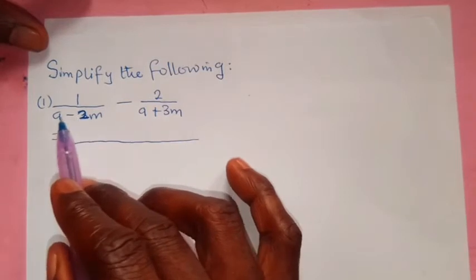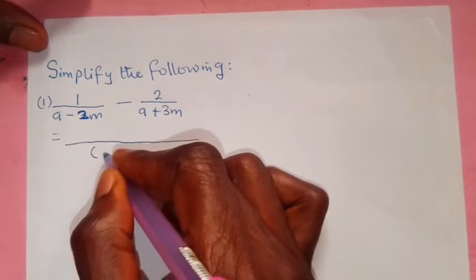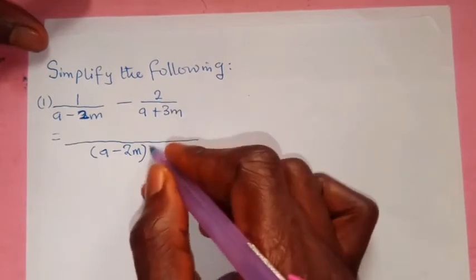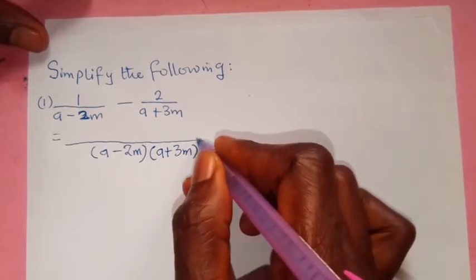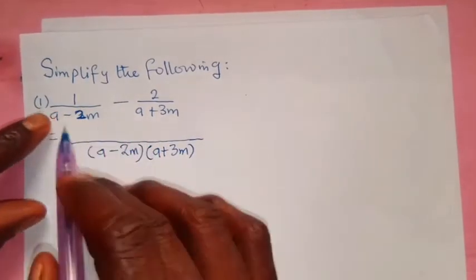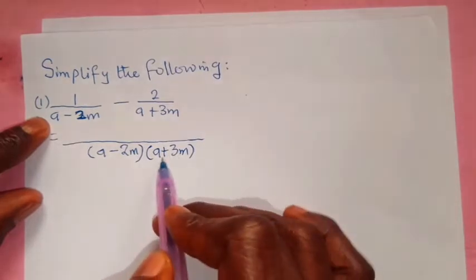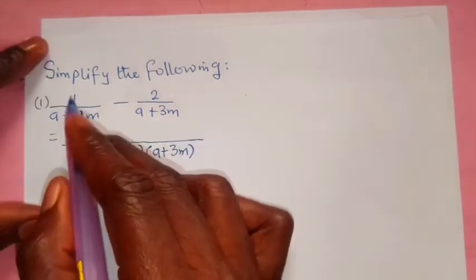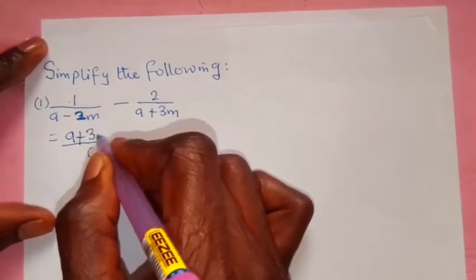To get the common denominator, we take a minus 2m as a single number and write it here, a minus 2m. Then we also take a plus 3m and write it as a single number, a plus 3m, and we'll put them in brackets. That's the first thing we do. Next, we cancel a minus 2m and a minus 2m. Then we use the remaining value, a plus 3m, to multiply the 1 that is here. 1 times a plus 3m is going to give us a plus 3m.